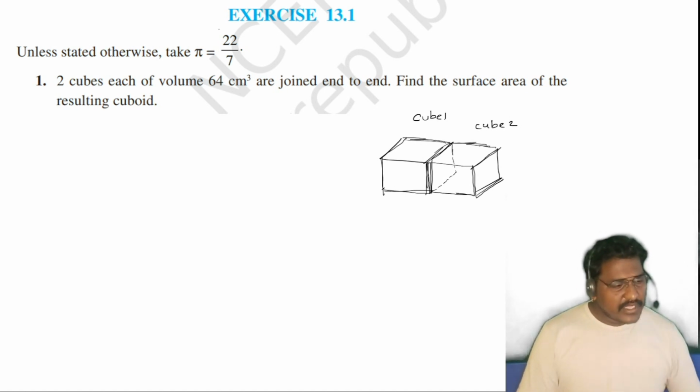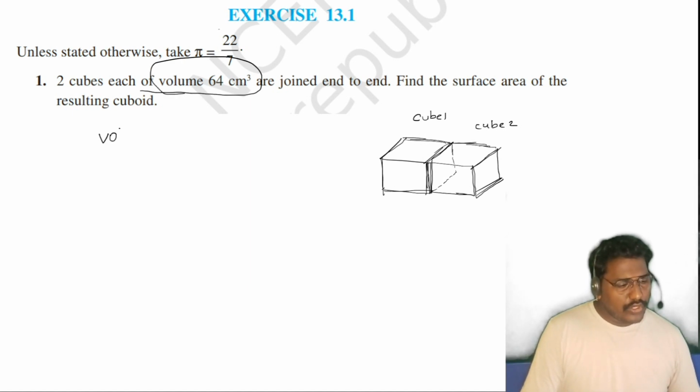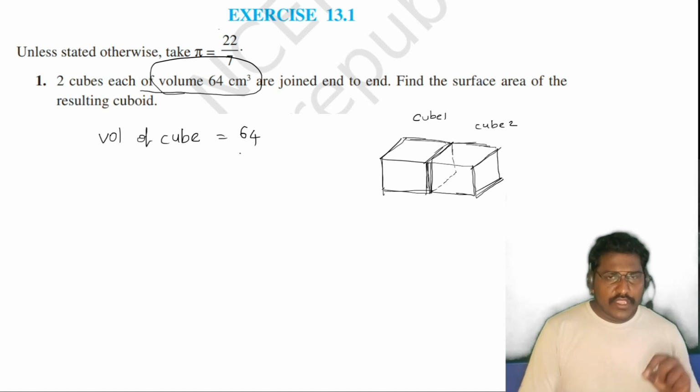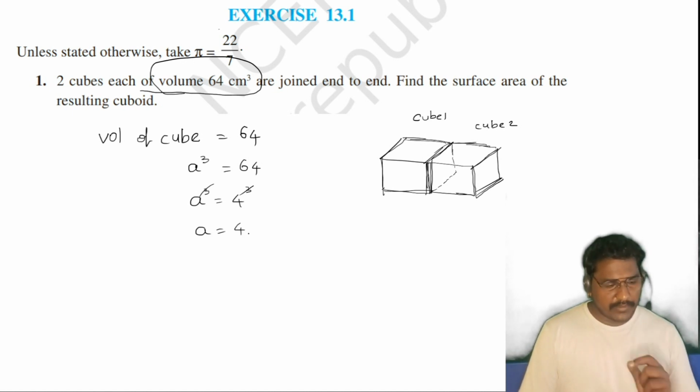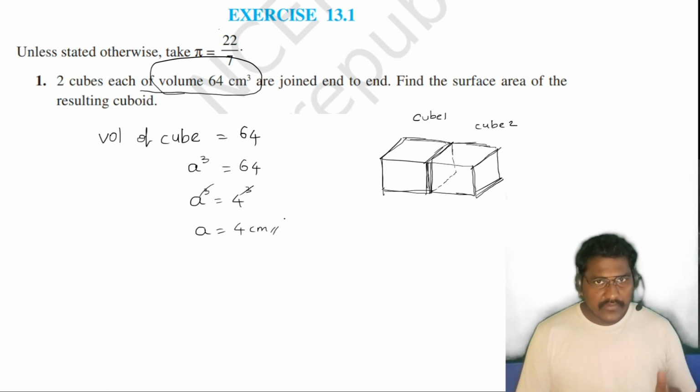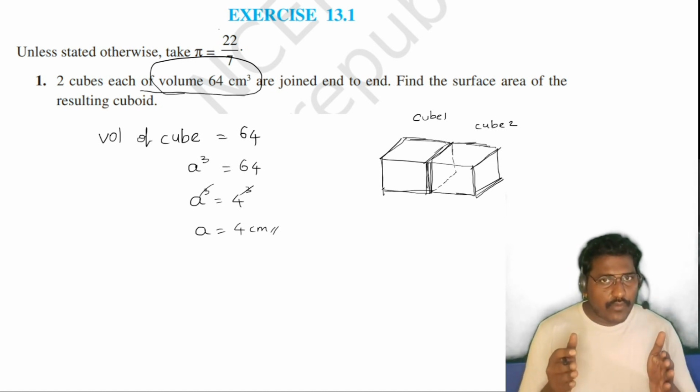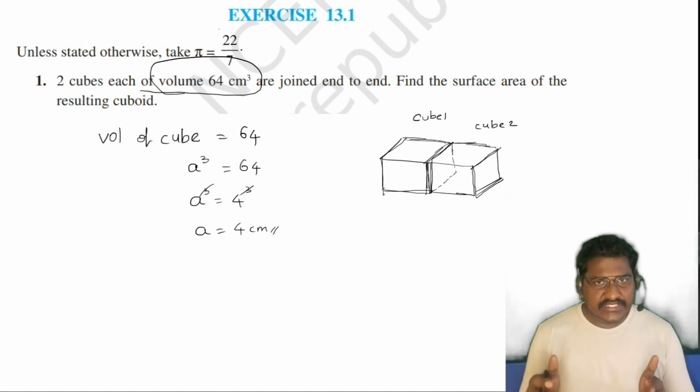For that, if you look at the first statement, 2 cubes each of volume 64 centimeter cube. That means volume of cube is equal to 64 centimeter cube. Now we know that volume of cube is given by a cube, so a cube is equal to 64, so a cube is equal to 4 cube. Cube and cube get cancelled, a is equal to 4. Remember very clearly, volume of each cube is given as 64.